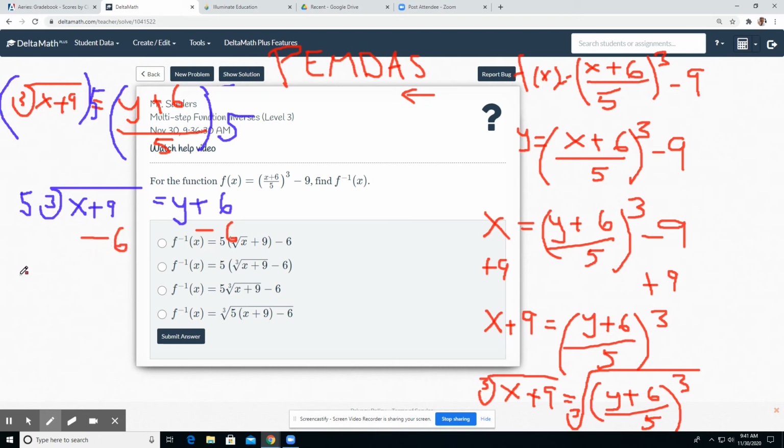And so now you have 5 cube root of x plus 9, and you have that minus 6 floating there at the end, and all that's equal to y. They like it where it's f inverse at that step when you're done. Okay, so here's our final answer.